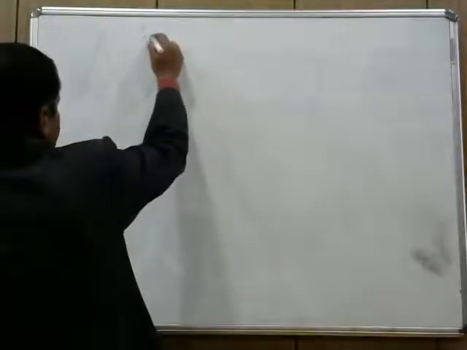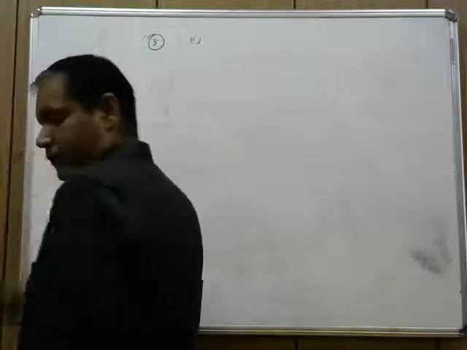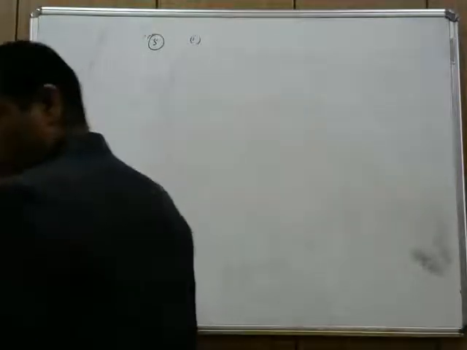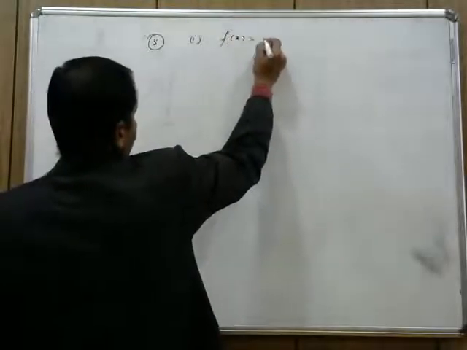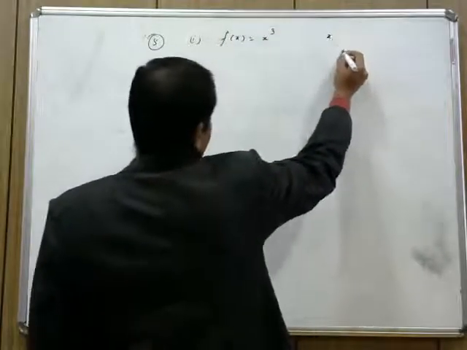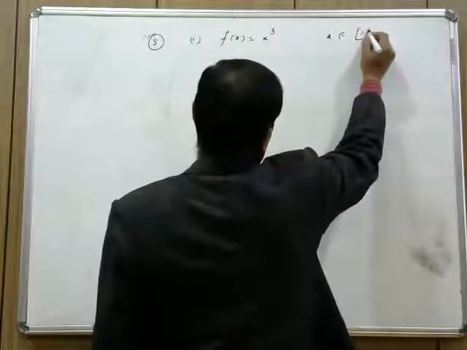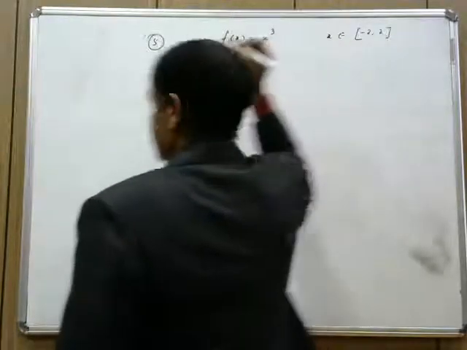In question number 5 we have: find the absolute maximum value and absolute minimum value of the following functions in the given intervals. In the first part we have f of x is equal to x cube, and x belongs to minus 2 to 2. This is the question.